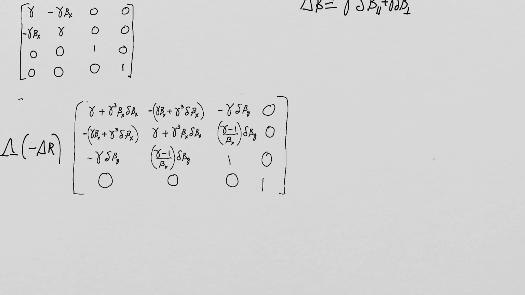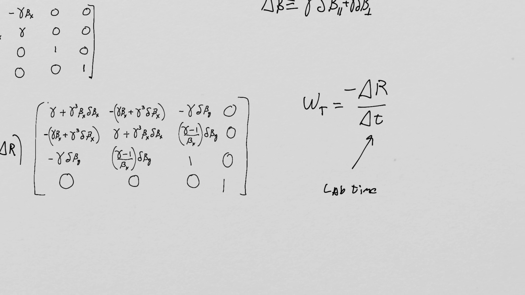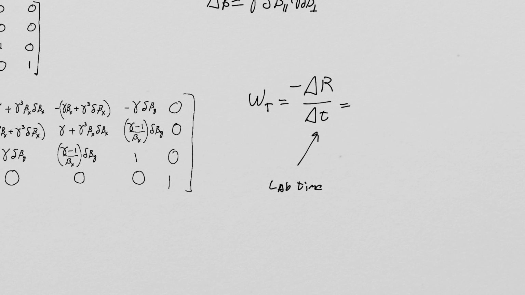And that's where our formula comes in, right? We now have the precession rate. This Thomas precession rate is going to be the amount that you have to unrotate, which is this delta r, over delta t, where this delta t is the lab time, right? This is the time in the lab. And that is going to be equal to, well, we just did it on the other page, gamma squared over gamma plus 1.